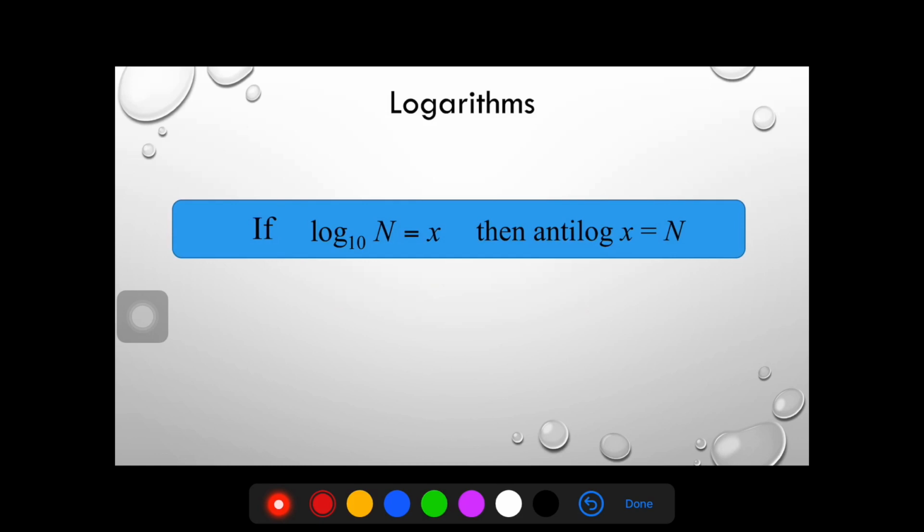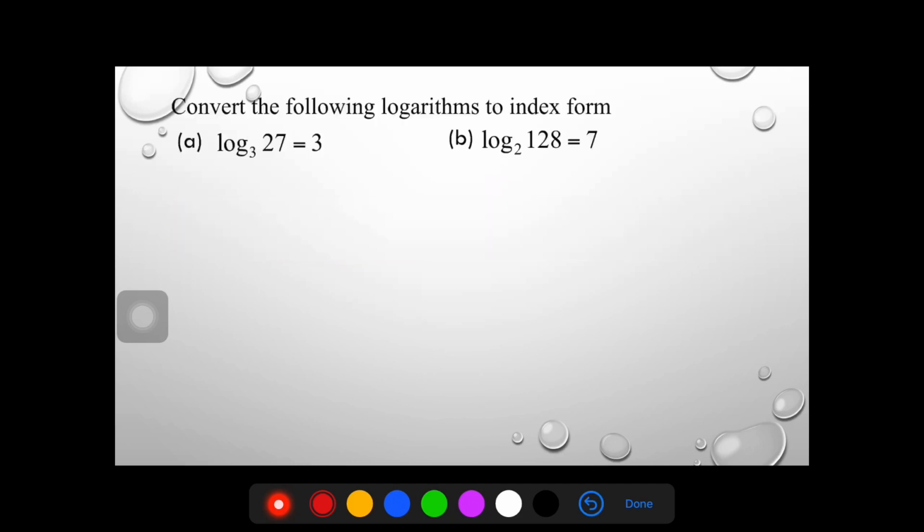Okay, next, if log base 10, n equals to x, then the anti-log x will be equal to n. Anti-log means we change the log into the inverse form. Anti-log x will be equal to n. So this is some of the law of the logarithm.